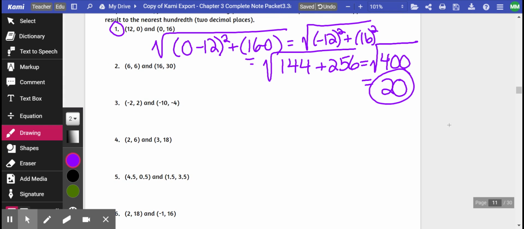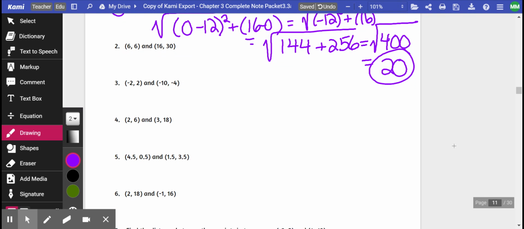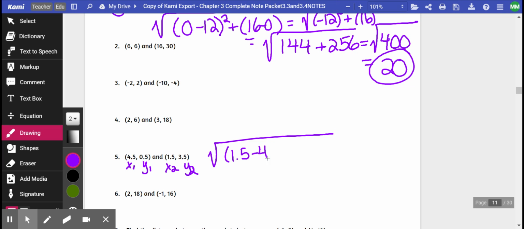Okay, let's do one that has decimals, just so that you don't worry too much if you run into one of those. This is my first x and first y, second x, second y. So I'm going to have 1.5 minus 4.5. That will be squared plus 3.5 minus 0.5, and that will be squared.